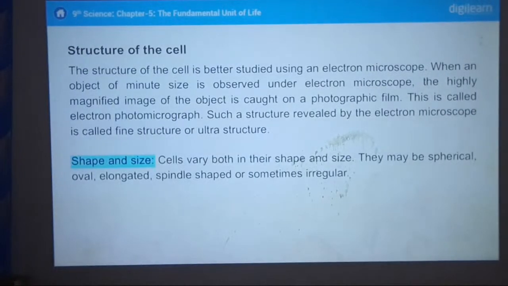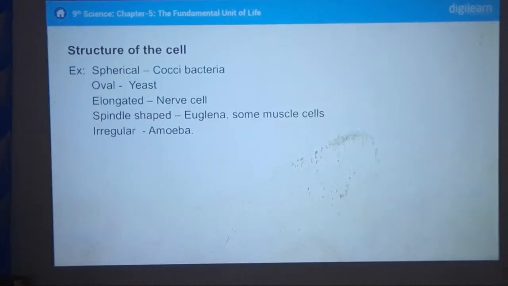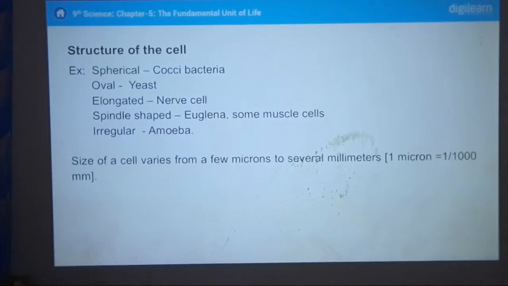Shape and size. Cells vary both in their shape and size. They may be spherical, oval, elongated, spindle-shaped, or sometimes irregular. Example: Cocci bacteria is spherical, yeast cell is oval, nerve cell is elongated, Euglena and some muscle cells are spindle-shaped, and amoeba is irregular. The size of a cell varies from a few microns to several millimeters.